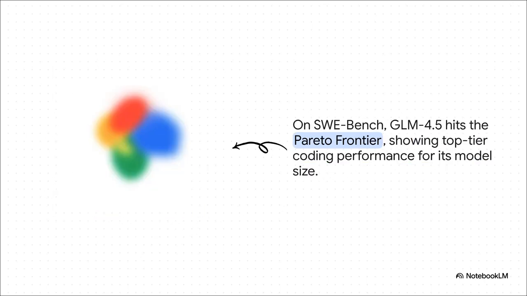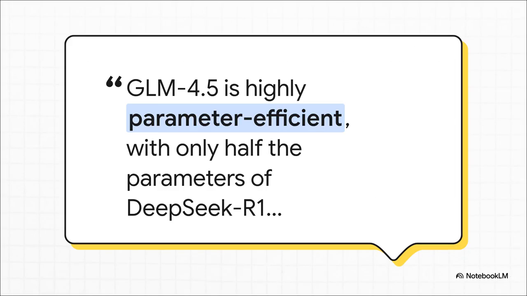But here's the real kicker. It's efficiency. Take a look at this chart for SWE-bench. This is a notoriously tough real-world coding benchmark. And GLM 4.5 is sitting right on the Pareto frontier. That means it is delivering the best possible performance for its size. It's not just strong, it's smart. It's punching way above its weight class. And this quote just hammers that point home.